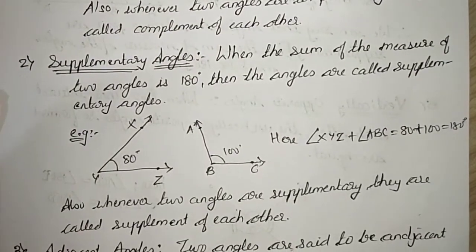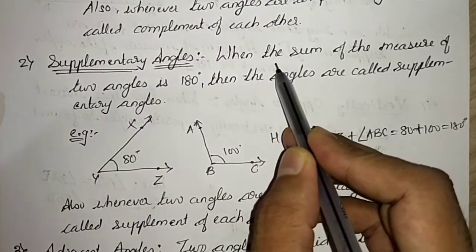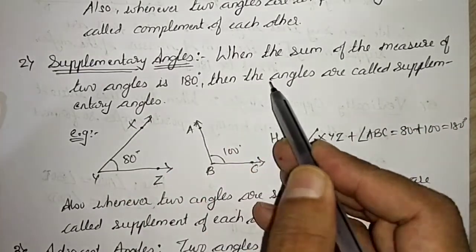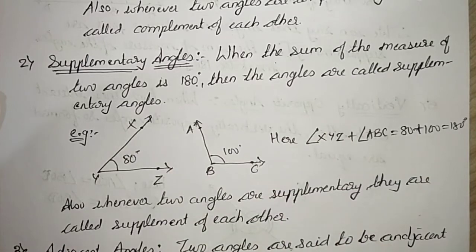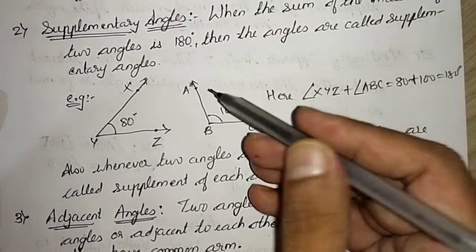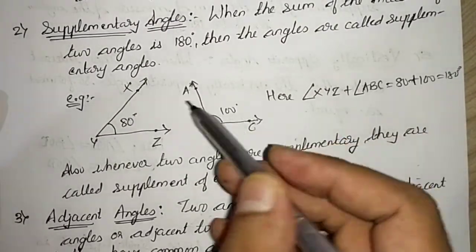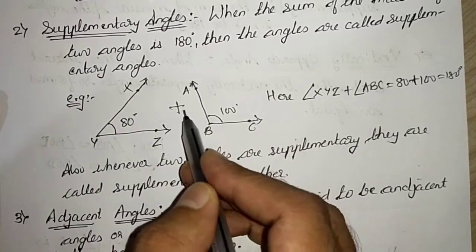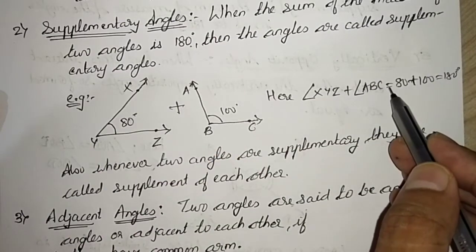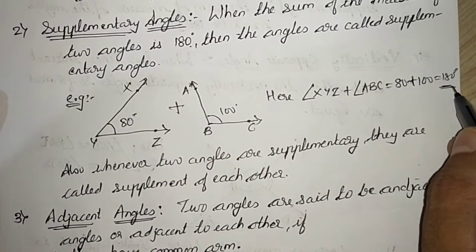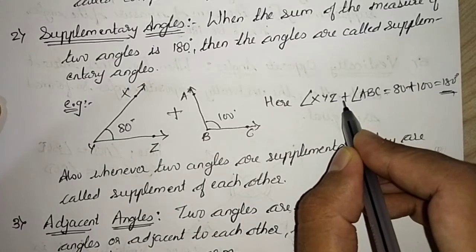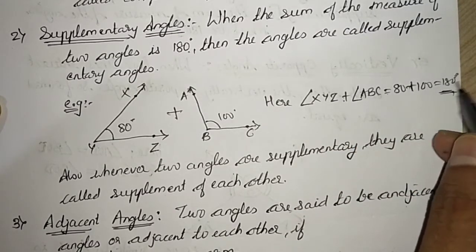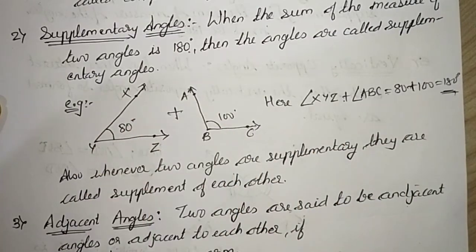Moving to supplementary angles. When the sum of the measures of two angles is 180 degrees, then the angles are called supplementary angles. Let us try to understand with an example. See here, two angles. If I add them, angle XYZ plus angle ABC, I will get 180 degrees. So when the sum of the measures of two angles gives us 180 degrees, then we can say that these are supplementary angles.